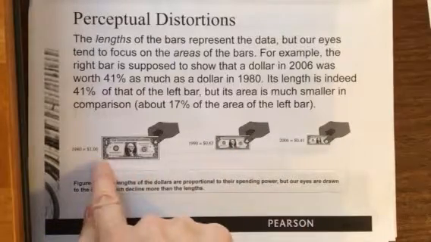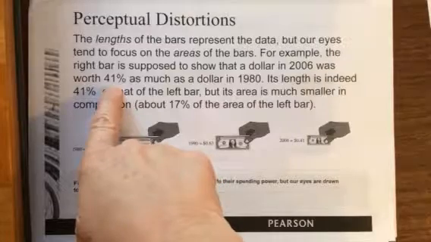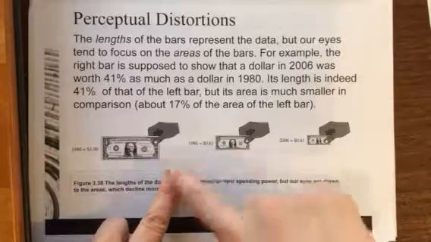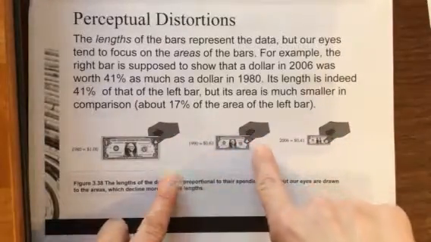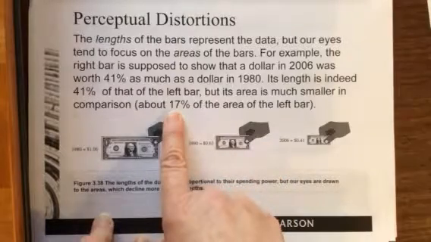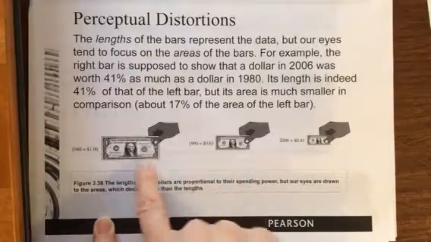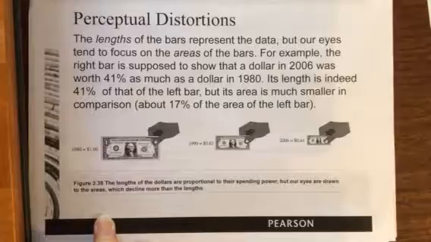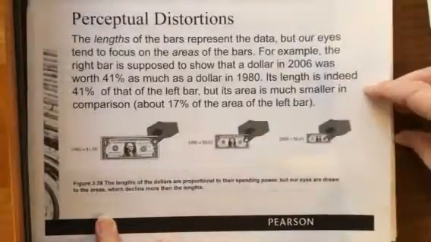So for example, if this length is supposed to be decreased so that it's 41% as much as the other one, then that would be fine as long as this width stayed the same. But when they both change size, your area now is only 17% of the other one. So the idea is you are going to have to pick one, change the length or change the width. Don't change both because then you're changing the area. And that's a perceptual distortion.